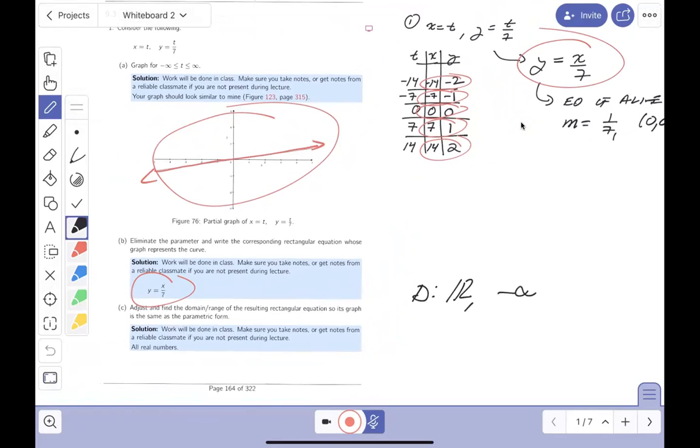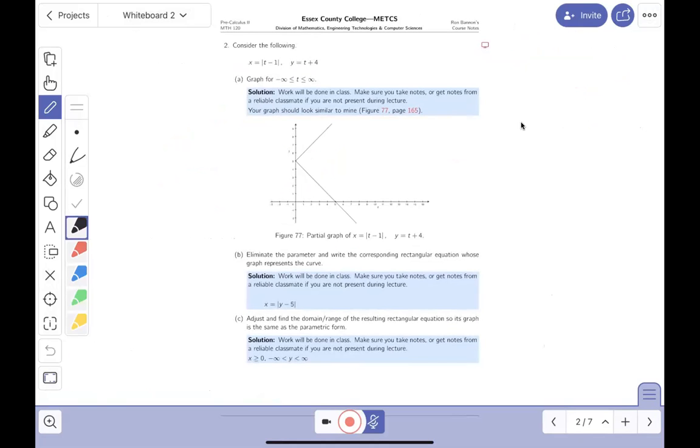In interval notation, minus infinity to infinity. And the range of this is going to be all real numbers again, or minus infinity to infinity. All right, sorry about that. Let's go to the next page. And the initial problem, pretty easy to do.